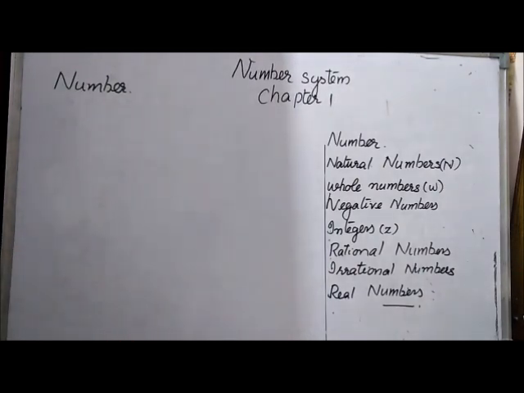Number means something we would count. Count करने के लिए क्या use कर रहा? That is known as number. It can be natural number, whole number, negative number, rational number, so on.